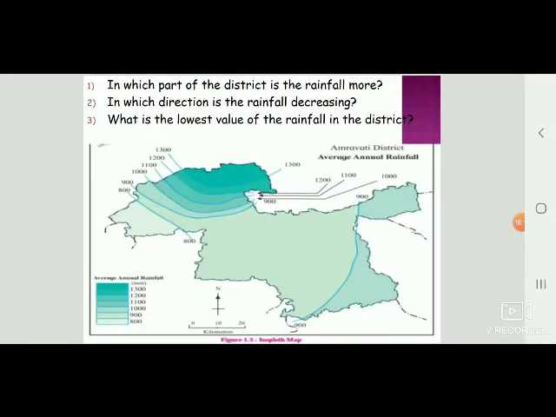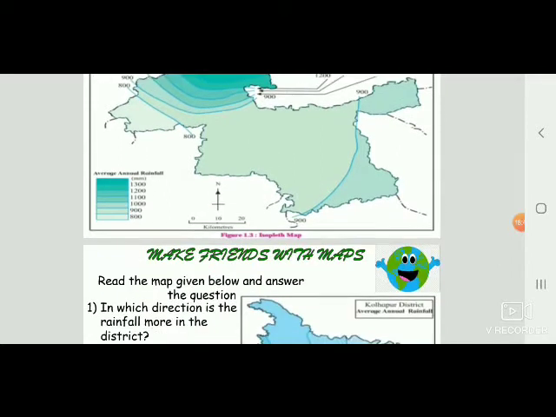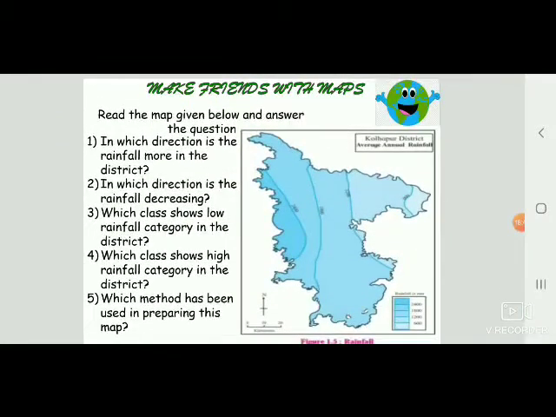In which part of the district is the rainfall more? Second, in which direction is the rainfall decreasing? Third, what is the lowest value of the rainfall in the district? Here, you all can read the map given and answer the questions.